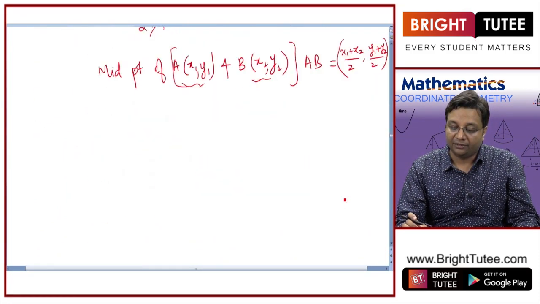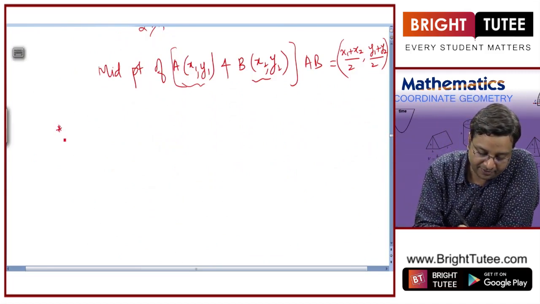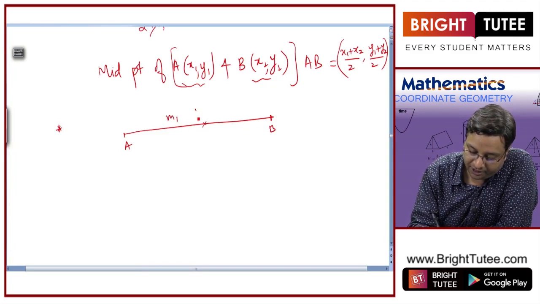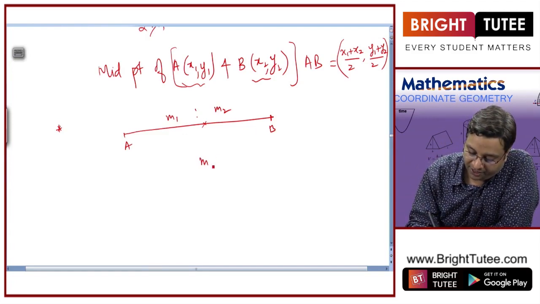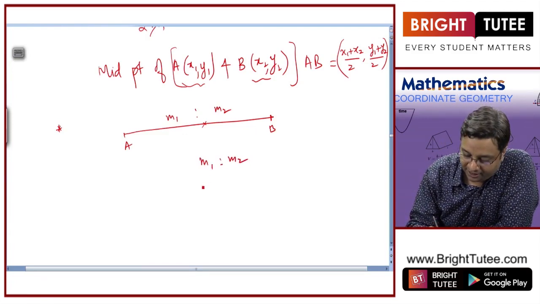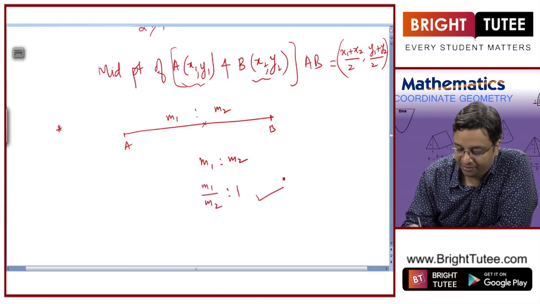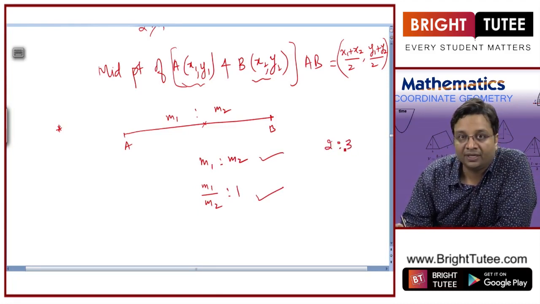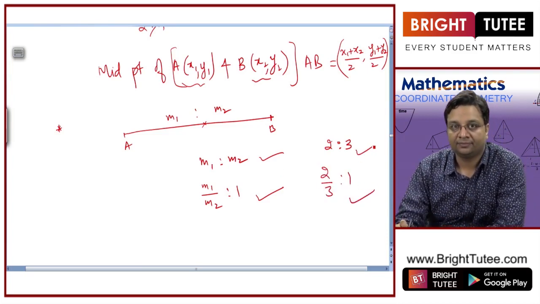And what else can we do in the section formula? See, let us say we are dividing a line segment AB in a ratio m1 is to m2, right? Another way of saying this is, I can say m1 by m2 is to 1 also. This is the same ratio as this one. If I say a ratio is 2 is to 3, I can also say 2 by 3 is to 1. So this is the same ratio.